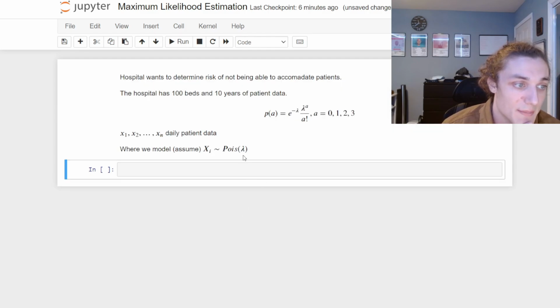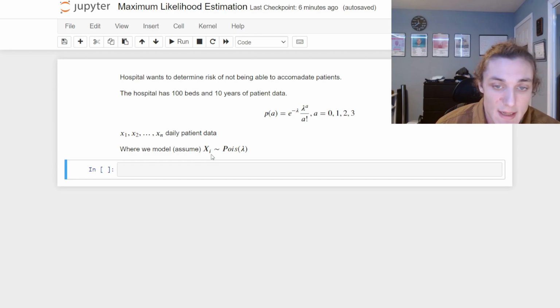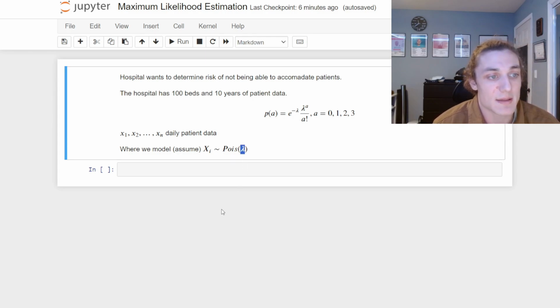All right, what should lambda be? Because if it's reasonable that x sub i, which is our patient realizations in a day, follows this distribution, then there is some true population parameter lambda that we don't exactly know, but we can estimate it, right? That's what statistical inference is all about. And it turns out we can use our data to help us estimate that parameter, okay?